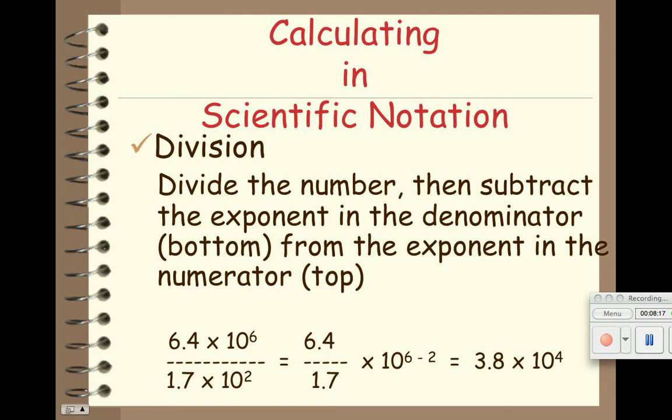Division, same premise. I'm going to divide my first factors. So 6.4 divided by 1.7 gives me 3.8. Again, two significant figures, two significant figures, two significant figures, right? So make sure that we're using appropriate significant figures. And then instead of adding the exponents, if you're dividing, you're going to subtract them. So 6 minus 2 gives me 10 to the 4th.